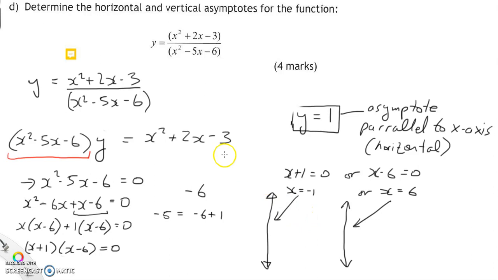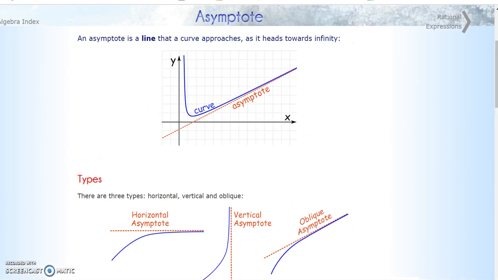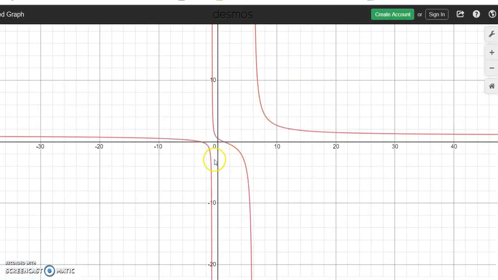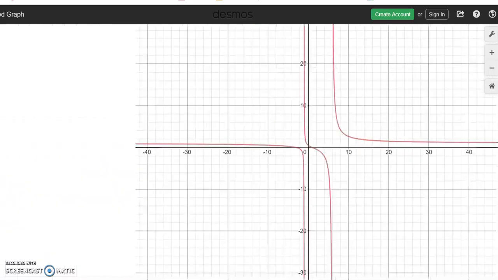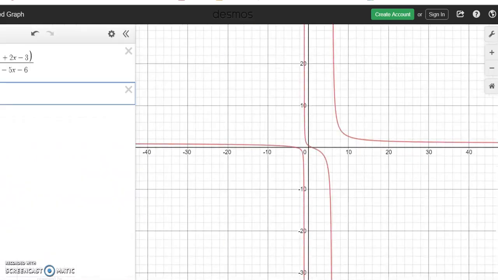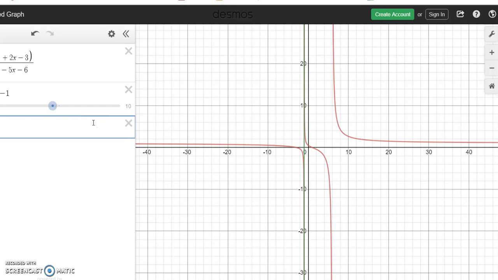So I've drawn this in Desmos. I'm going to flick over now to have a look at it in Desmos. Right, x equals minus 1. We can draw in that line on here if we want. x equals minus 1, see, that's in green. And x equals 6, that's it there in purple. Those are the two vertical asymptotes.